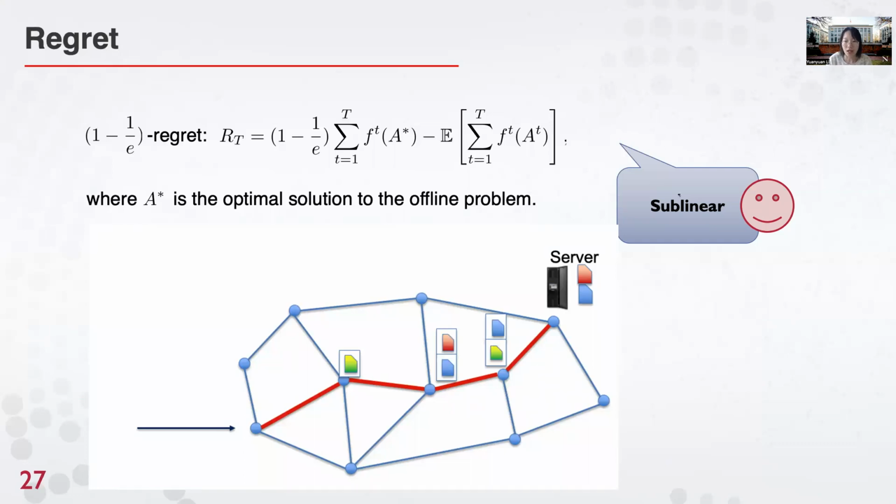This implies that, on average, our online algorithm generates an allocation strategy as good as a static policy that has full hindsight of the sequences.